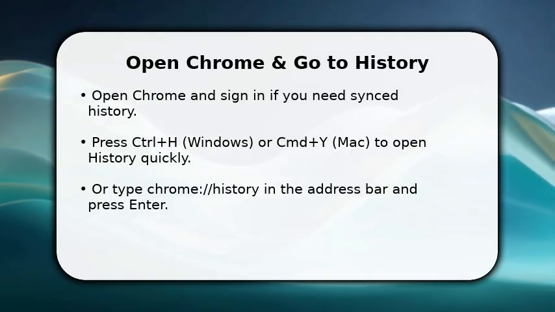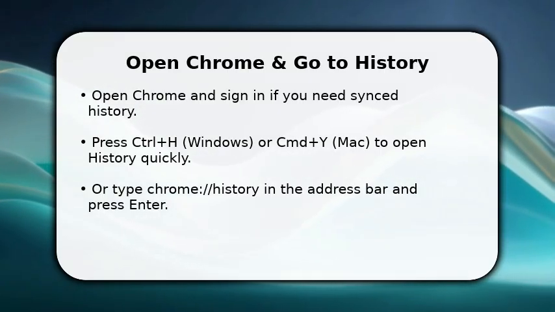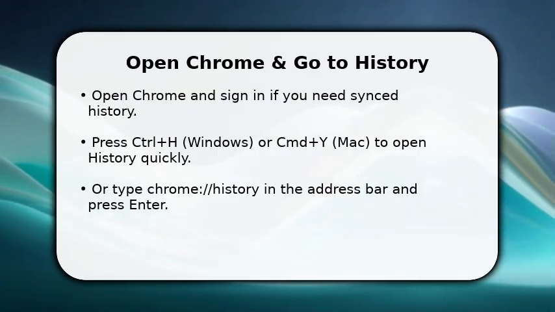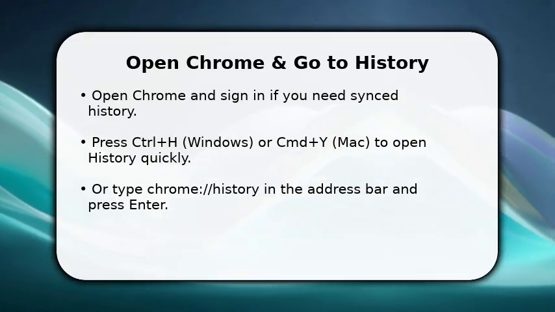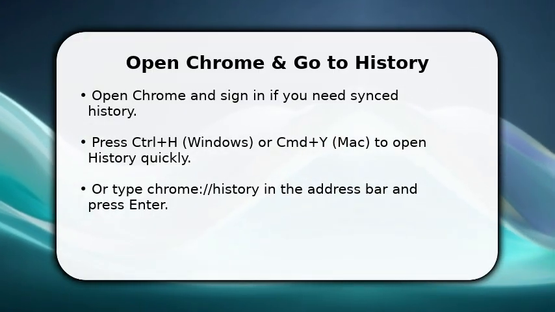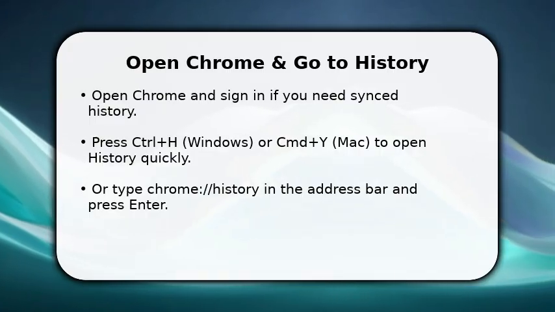Now move your focus to the search box at the top. That's where you'll filter by date. You don't need extensions. Chrome's built-in search supports date operators. Next, prepare the exact dates you want to search so you can enter them precisely.